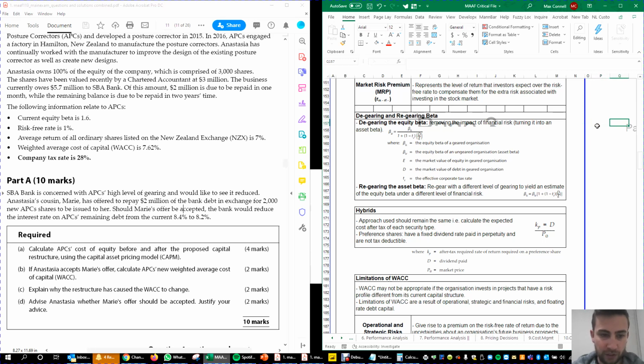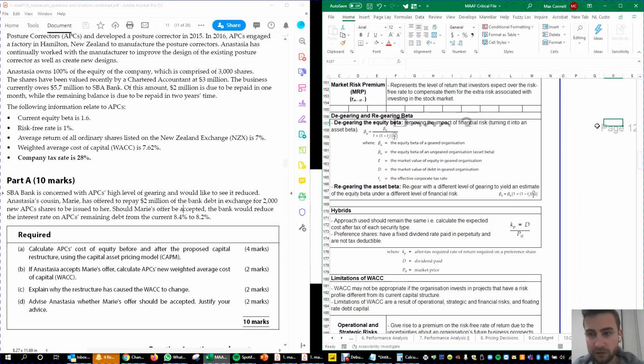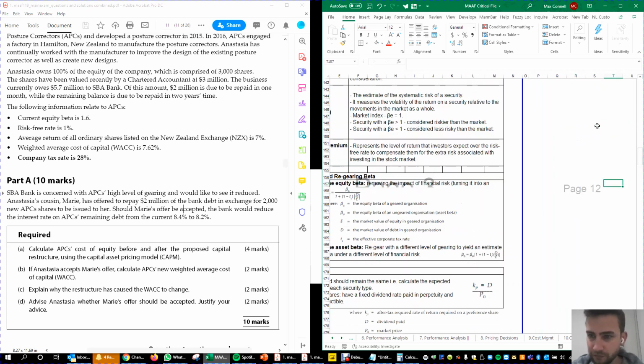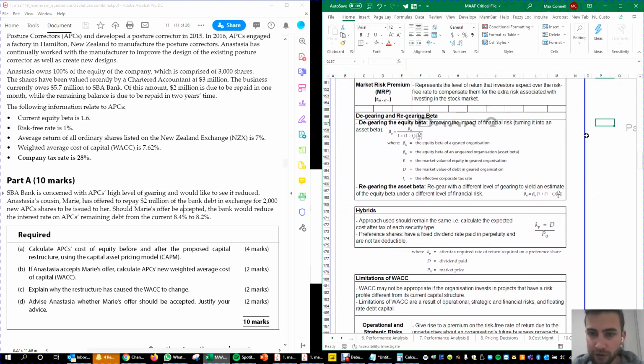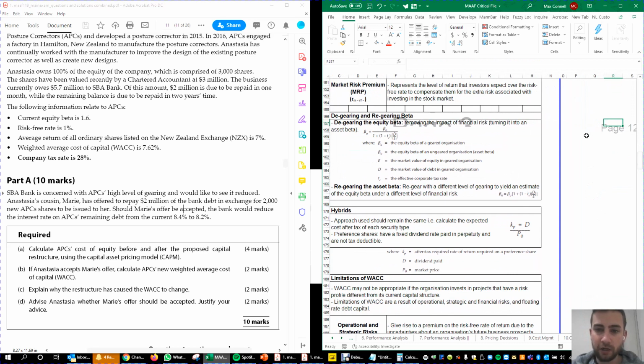And whenever you see a question that's saying before and after, whenever it says after the capital restructure, that's when you need to use these two formulas. Okay, so let's get started. So first of all, we need to de-gear the equity beta. So the formula for that's over here on the left.